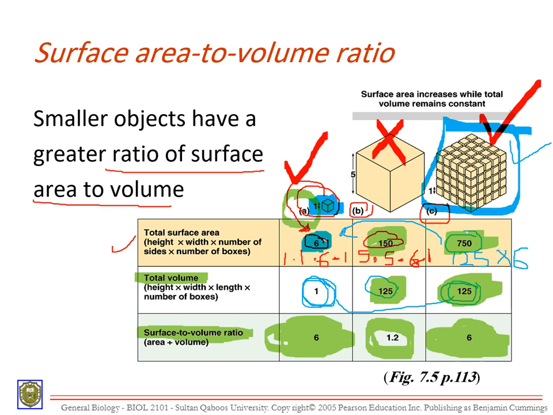Alright, so here this is 6 and here this is 6. If in reality the size of the cell becomes bigger and bigger and bigger, not the number, then the surface area will be less. And we don't want the surface area to be less. Why? That is my question to you. Why is it so important to have a large surface area?